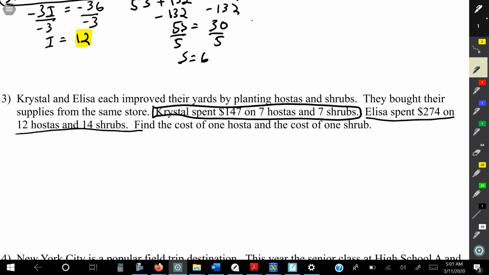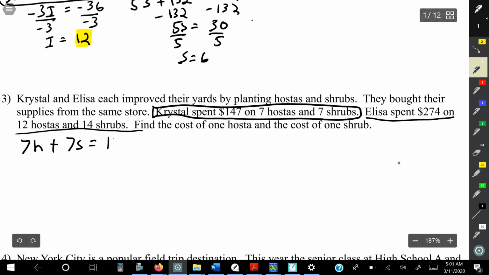All right, so I've got 7 hostas. I'm going to use H plus 7 shrubs. That's going to equal 147. And then I have 12 hostas plus 14 shrubs is equal to 274.